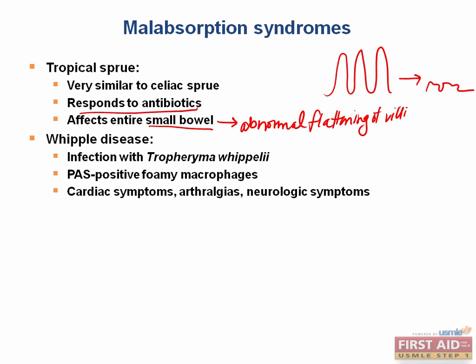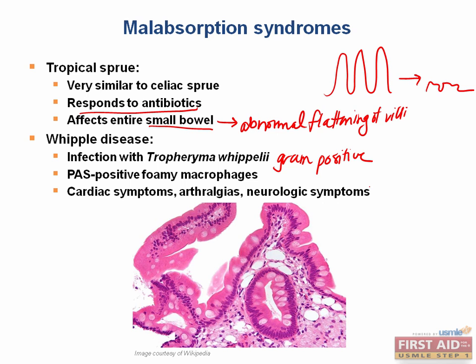Whipple disease is a malabsorption syndrome, typically in older men, that is caused by Tropheryma whipplei. Remembering back to microbiology, is this a gram-positive or a gram-negative? It is a gram-positive organism. Biopsy specimens show PAS-positive macrophages in the intestinal lamina propria and mesenteric nodes. In addition to the typical diarrhea, weight loss, and weakness, patients also have arthralgias and cardiac and neurologic symptoms.